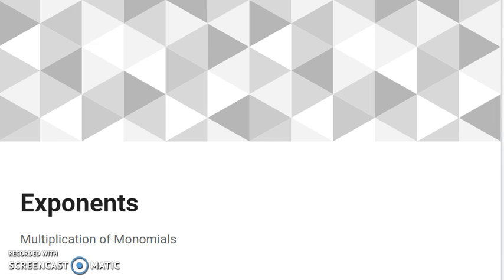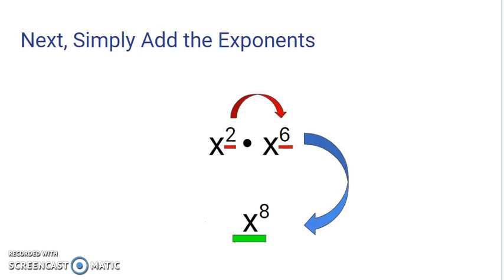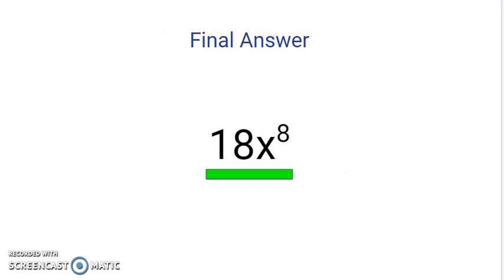Well, again, like I just said, we'll be going over the multiplication of monomials. So the first step you want to do is multiply the coefficients, which in this problem is the 9 and the 2. You multiply those together and you'll get 18. Next you have to simply add the exponents. You'll just add 2 plus 6, which is 8. And then you'll have the x there as well, which will attach to the 18 for a final answer of 18x^8.